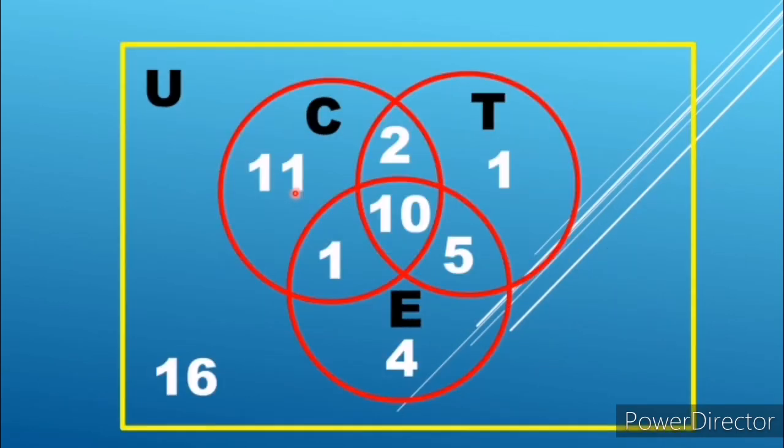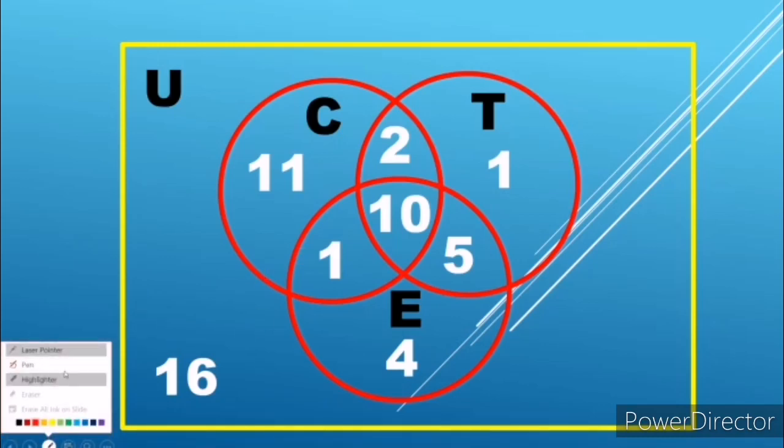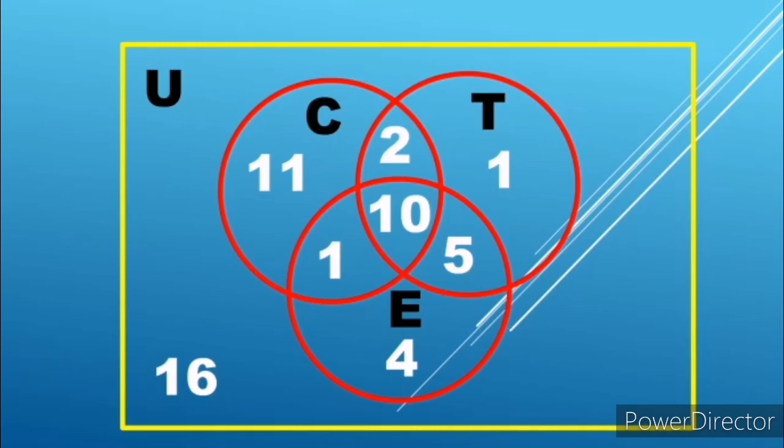Okay. Sir, para sa naman po yung 16? Okay. There are 16 students na hindi nagpunta sa Coron. Bakit po 16? So ang gagawin lang muna natin dito ay ganito. So add natin lahat yung numbers. So we have 11 plus 2 plus 1 plus 10. Add lang natin yan lahat. Plus 1 plus 5 plus 4. That will give us 34.